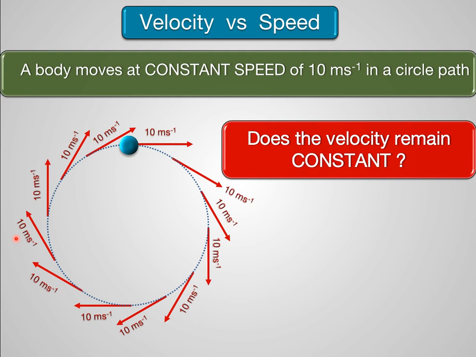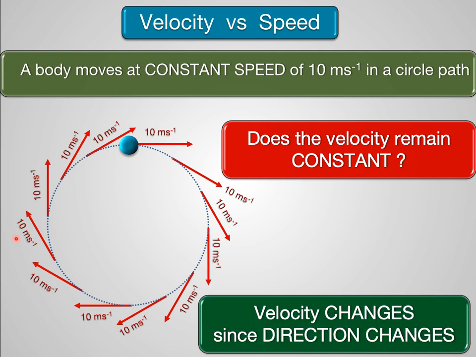Remember, the magnitude is the same, but even if only the direction is changing, we have to say velocity is changing, because it's a vector and magnitude and direction are equally important. So here the speed is remaining constant, but the velocity is changing. This is possible because speed and velocity are entirely different things.